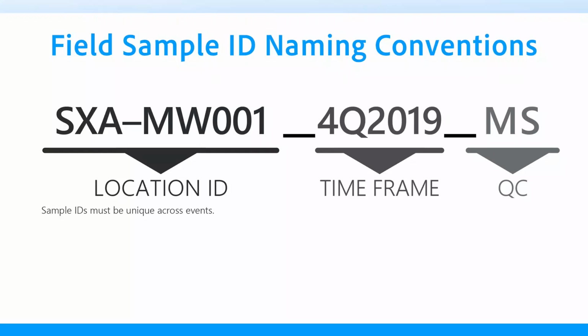Note that the field sample ID will consist of the following elements: location ID, unique timeframe indicator, and QC indicator, if applicable. It can be a maximum of 30 characters in length and is made of uppercase alpha and numeric characters. The hyphen and underscore are the only allowable non-alphanumeric characters. Spaces should not be included in the field sample ID. Field sample IDs must be unique and cannot be reused in subsequent events for the same project.